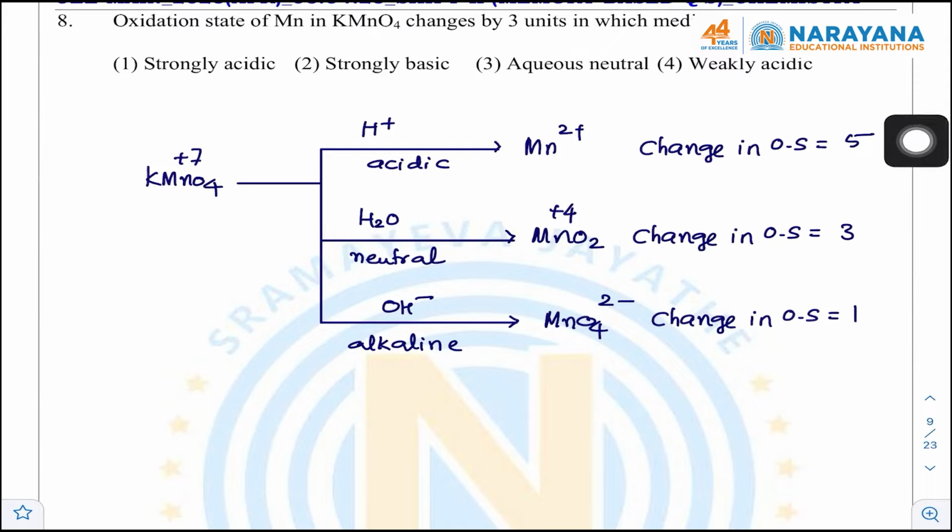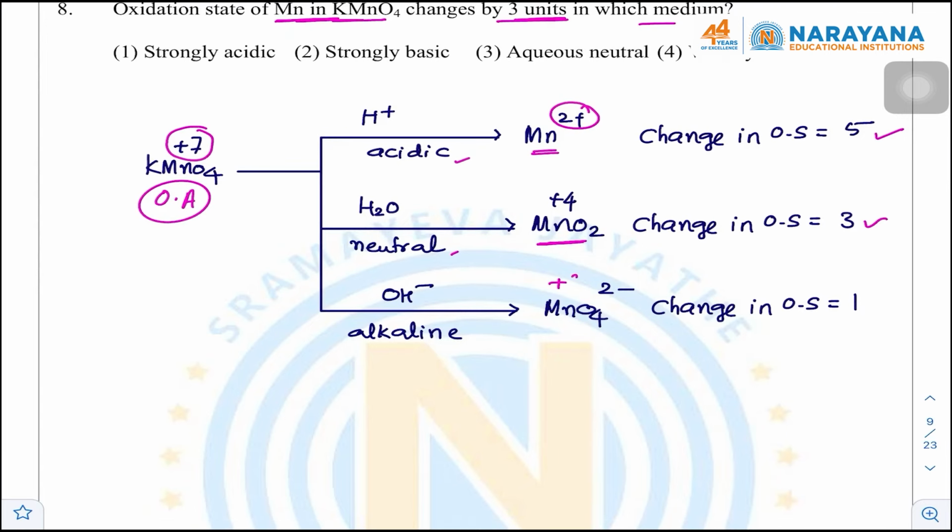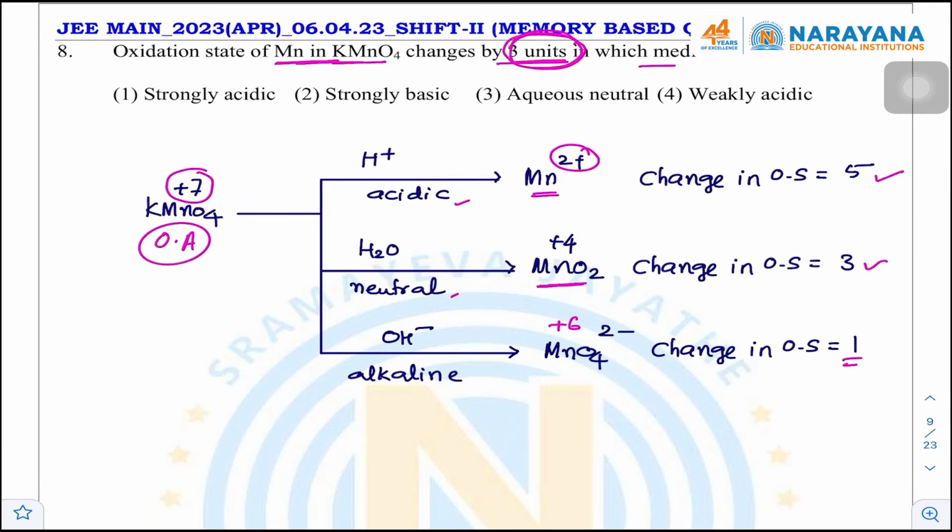Next, this is also a common question asked here. Oxidation state of manganese in KMnO4 changes by 3 units in which medium, they have asked. KMnO4 can act as the oxidizing agent in 3 different media: acidic medium, neutral medium and alkaline medium. It is well known that KMnO4 in acidic medium changes to Mn plus 2. So from plus 7 it is changing to plus 2, change in oxidation state is 5. In neutral medium it will be converted to MnO2, change in oxidation state is 3. In strongly alkaline medium it changes to MnO4 2 minus, manganate, change in oxidation state is 1. A 3 unit change in oxidation state is observed in aqueous neutral medium.